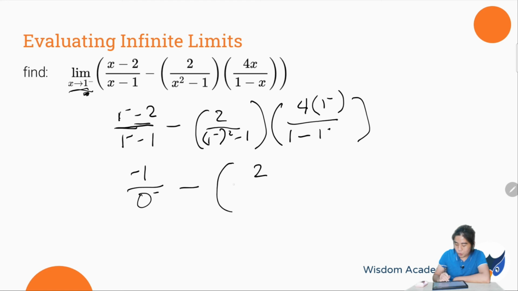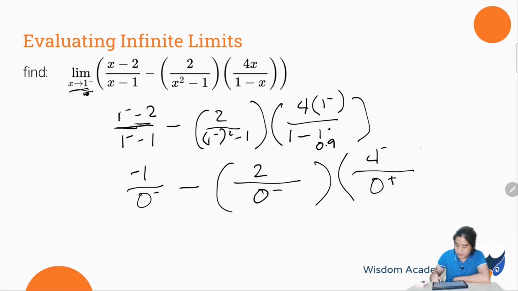Minus 2 over 1 to the left squared. So, 1 to the left pa rin siya. Minus 1, which will equate to, again, 0 to the left. So, 4 times 1 to the left, 4 lang siya. 4 to the left. So, 1 minus 1 to the left, isipin natin, 0.9. So, positive 0 siya. Since 1 minus 0.9, 0.1. So, positive pa rin siya.